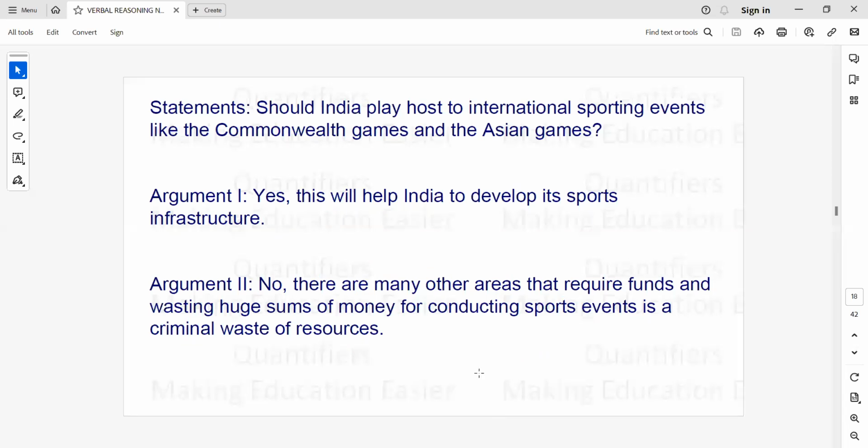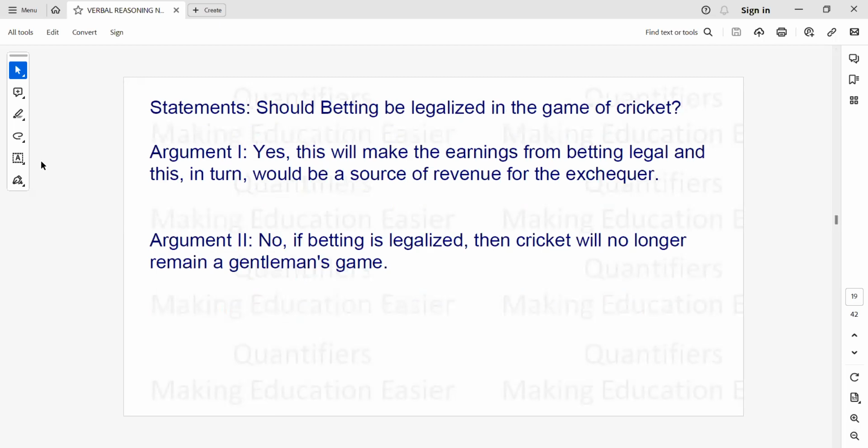Right, let's see the third question based on it. Should betting be legalized in the game of cricket? So all your Dream 11 and all that, they're going to be cherishing. Yes, this will make the earnings from betting legal, and this in turn would be a source of revenue for the exchequer. Absolutely correct. No, if betting is legalized, then cricket will no longer remain a gentleman's game. So this is not the answer. The answer is only argument one is strong. I hope it's clear. It's an easy peasy question, not a very tricky one for you to figure out.